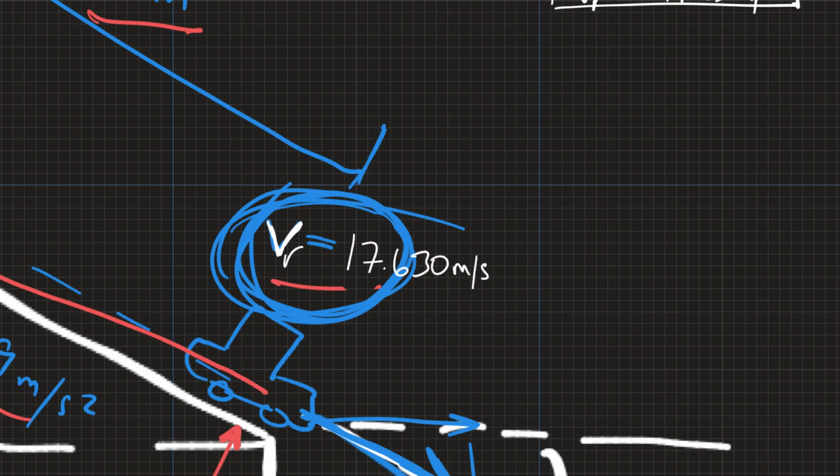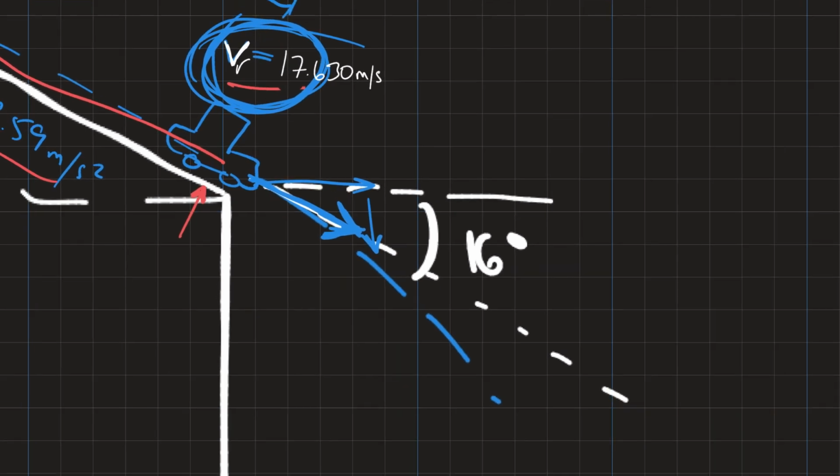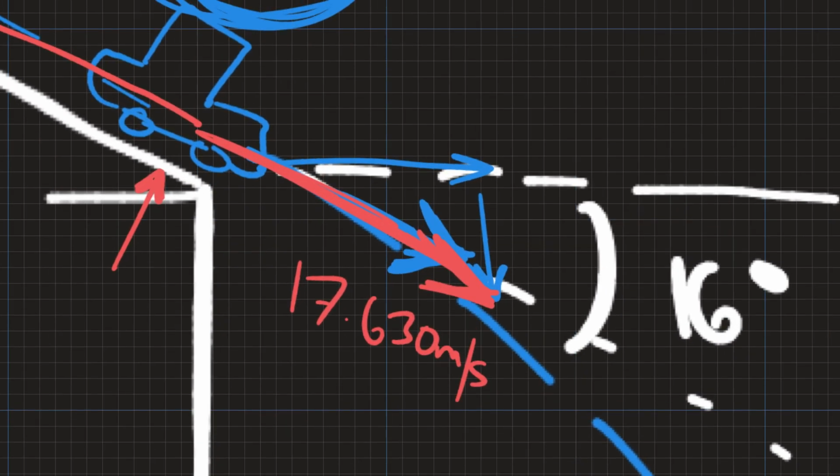Okay, so now at that point, we're working forward. Now I've got a projectile motion problem, and I know the initial velocity and the angle. We know the angle is 16 degrees, and the velocity is 17.630 meters per second. So I can zoom in and I get these two sides. This is going to be 17.630 meters per second. This is my angle, 16 degrees.